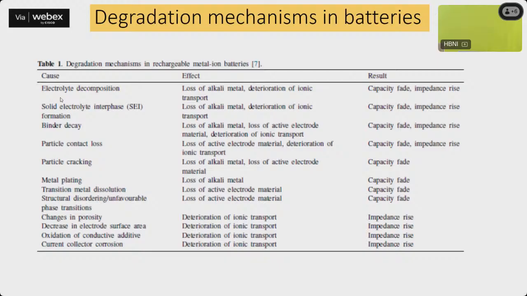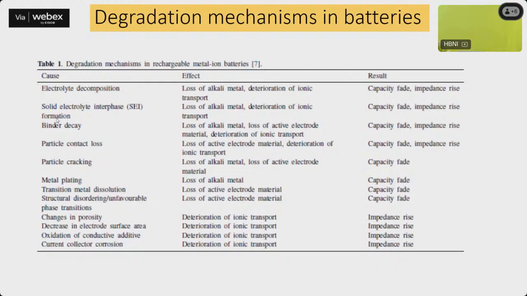One is electrolyte decomposition, which can take place. The effect is that if the electrolyte is decomposing, there is going to be loss of alkali metal ion and a deterioration in ionic transport, because you're losing electrolyte. If you have an LCO graphite lithium ion coin cell, you're losing your precious alkali metal ion, which is the lithium. So obviously the capacity is going to fade, and the resistance or impedance is going to rise.